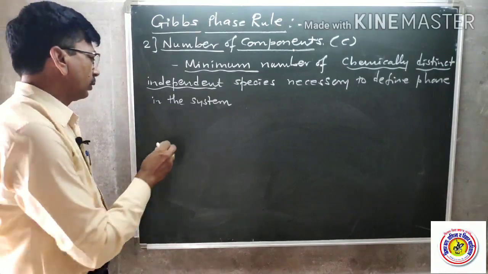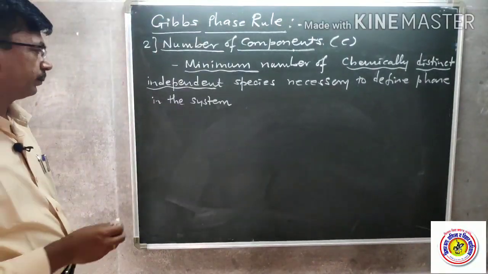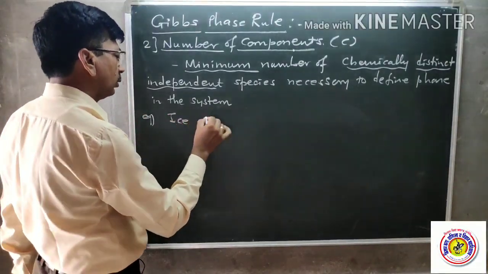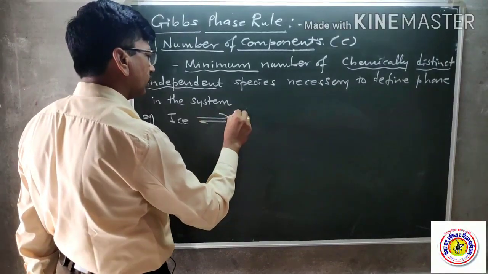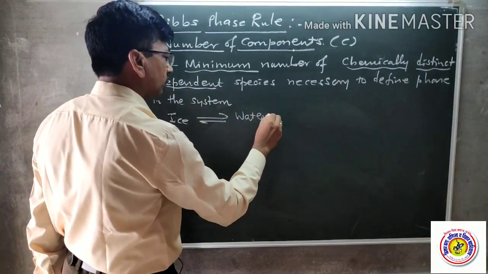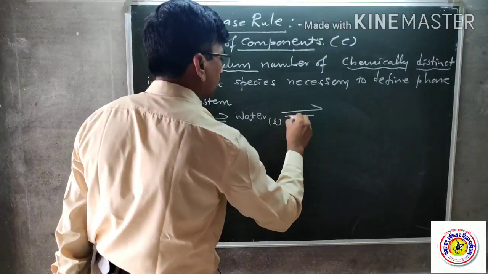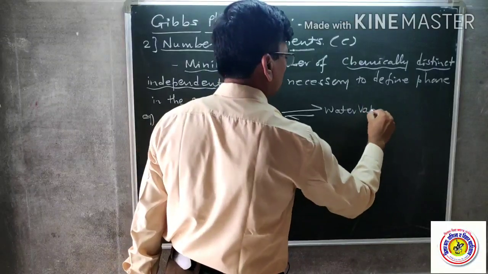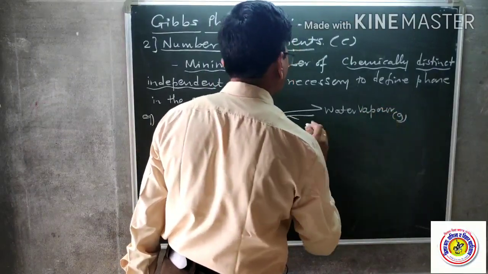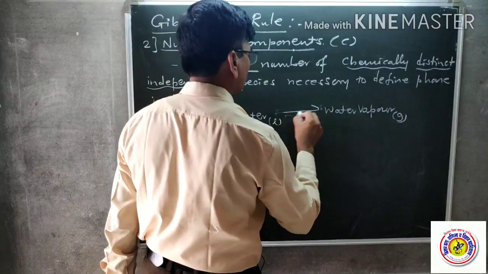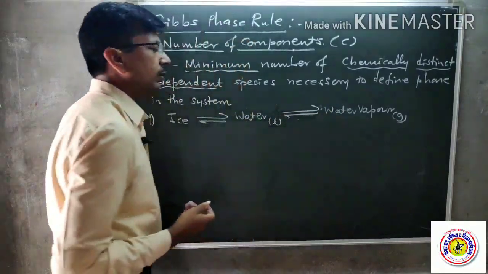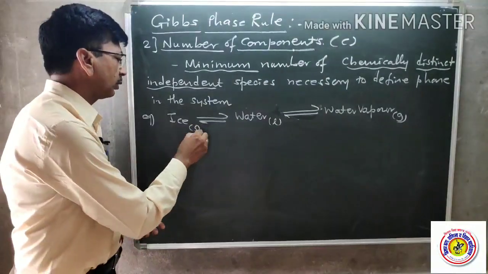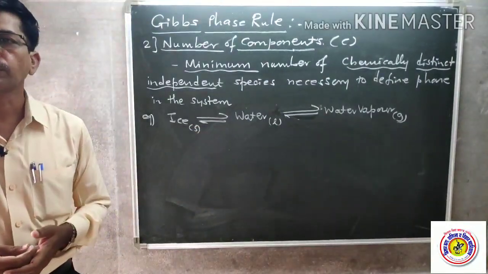For example, suppose that we have a system in which ice is in contact with liquid water, which is also in contact with water vapor. This is the example of a triple point, at which all these states are present: ice, liquid water and water vapor.